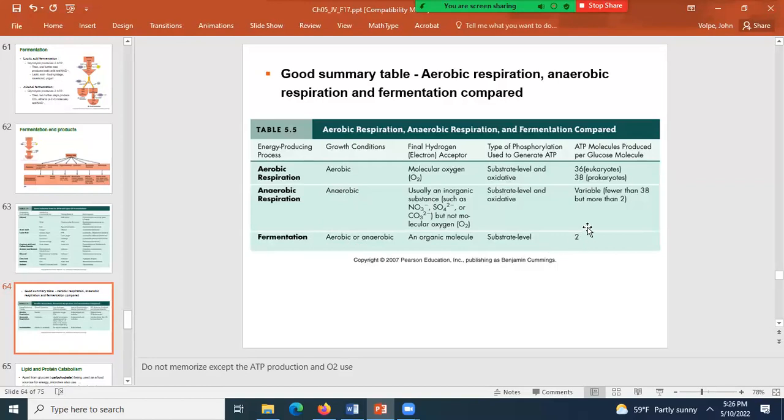You should know how much ATP you make. For aerobic respiration, prokaryotes make 38 and eukaryotes make 36 to 38. I think we talked about that earlier, didn't we? Anaerobic respiration makes fewer than 38, but more than 2. And then fermentation makes 2 ATP. Yes, we talked about that. Okay, great.